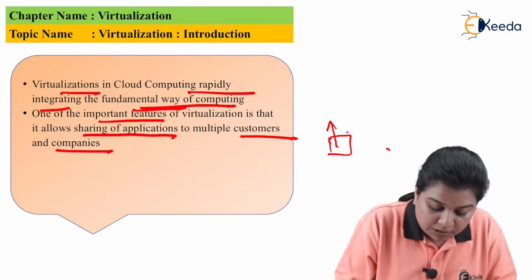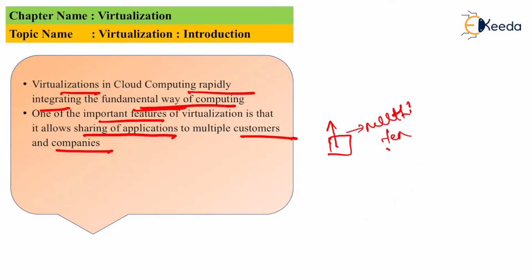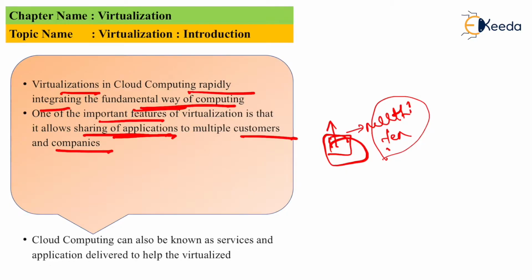Now, since cloud computing follows the principle of multi-tenancy, in multi-tenancy there are multiple tenants on a single machine. All these multiple tenants want to use the application which is there on the cloud or infrastructure physical machine. So virtualization or virtual machines help those multiple tenants to use this application simultaneously.